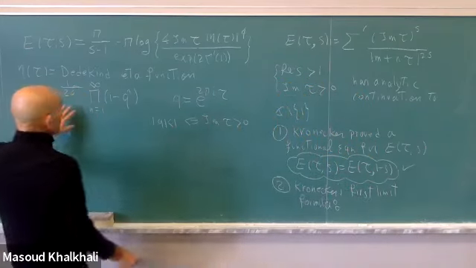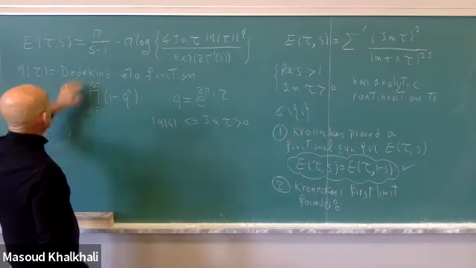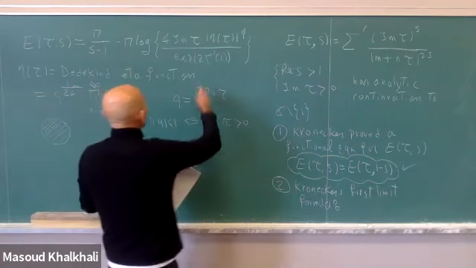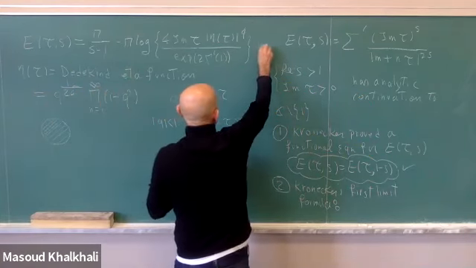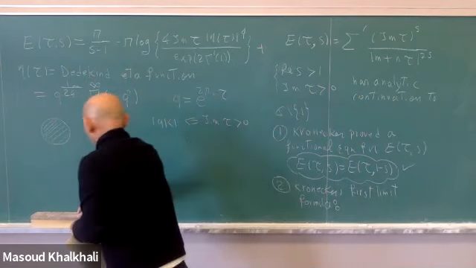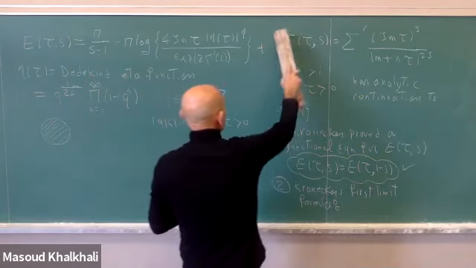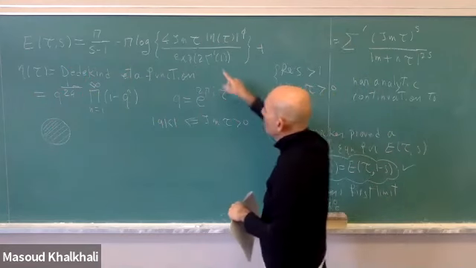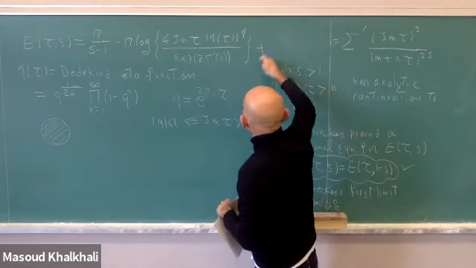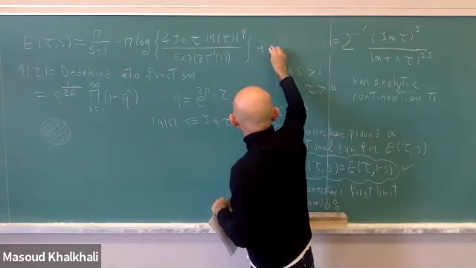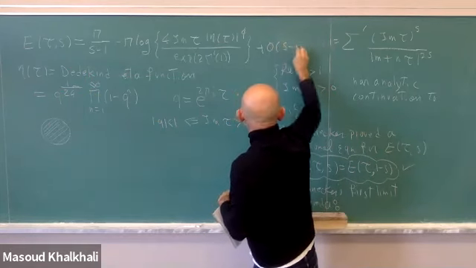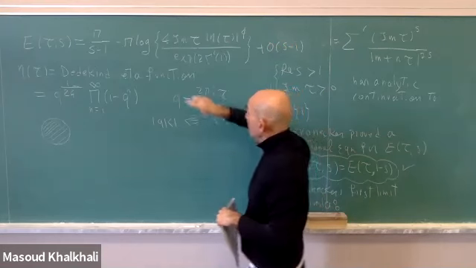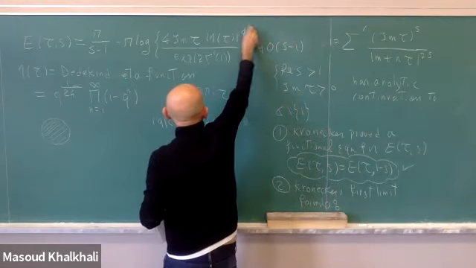So this is the expansion. Of course, this is wrong. I should say plus O of s to the minus 1, right? Because this is not a polynomial, this is not a Laurent polynomial, plus O of s to the minus 1. Okay, so this is the constant term.